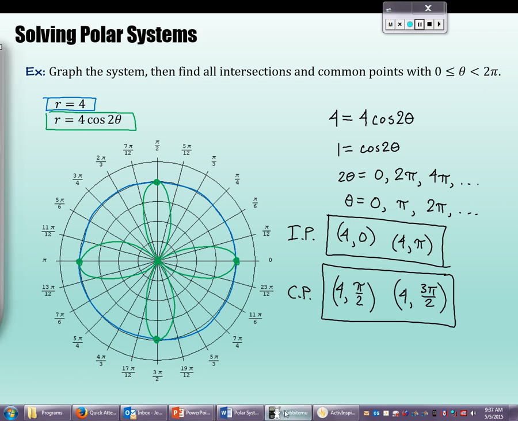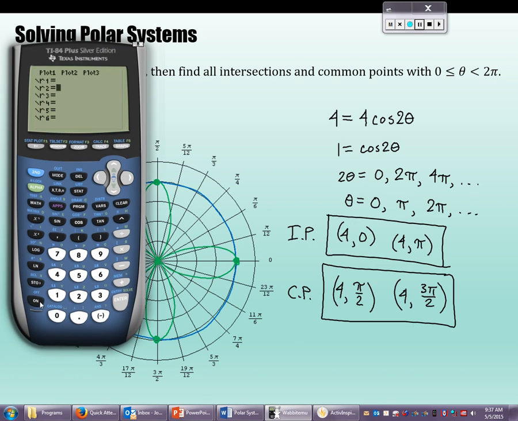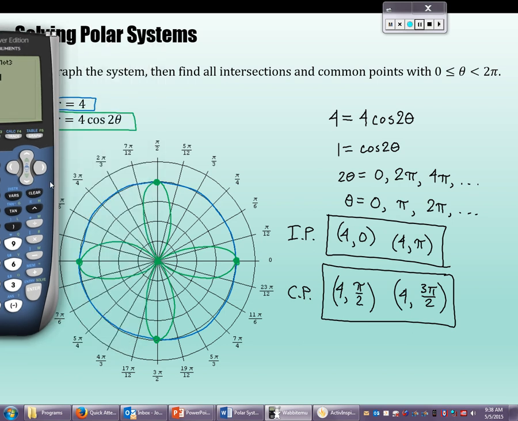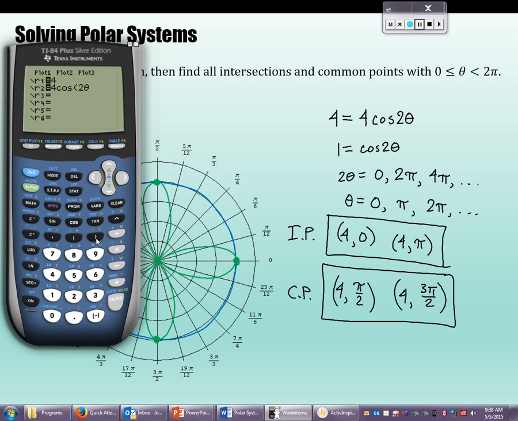Get out your calculator. I think it's helpful to see these graphs. Put your calculator in simul mode, so that you're graphing these 2 curves in R. We're going to put R in R1 and R2, these 2 equations, and put this in simul mode so they'll graph at the same time. Then you'll see it, right? So we'll do 4 and 4 cosine of 2 theta.